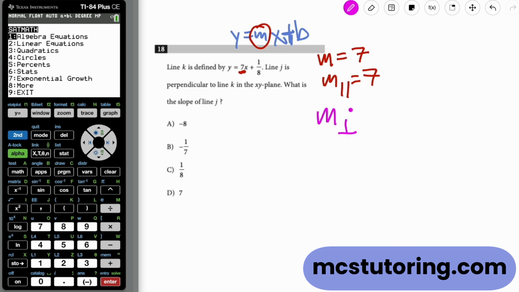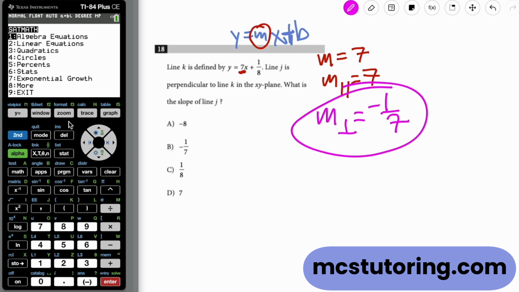M perpendicular. This looks like a T that's been hit by Mike Tyson back in the day. What we do is put a -1 over that. So like -1 over 7 is the perpendicular slope. But let's say you didn't know that. You can plug it in to the calculator program, but I just want to show you that you could do this. If you want to see the calculator program, fast forward about 30 seconds. But let me show you this.